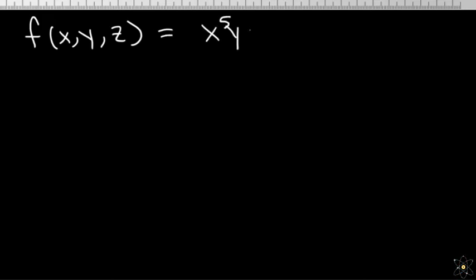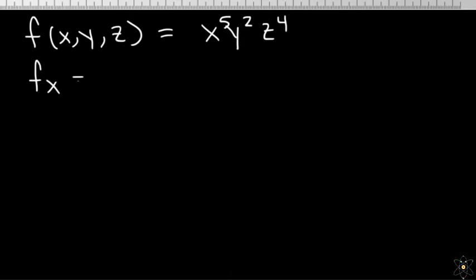Now sometimes you may have a function with 3 variables instead of 2. Let's say we have f of x, y, and z, and it's equal to x to the fifth, y squared, z to the fourth. Now let's find the first 3 partial derivatives with respect to x, y, and z. So what is the partial derivative with respect to x?